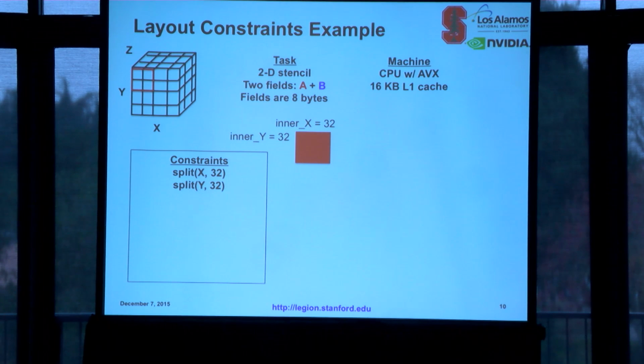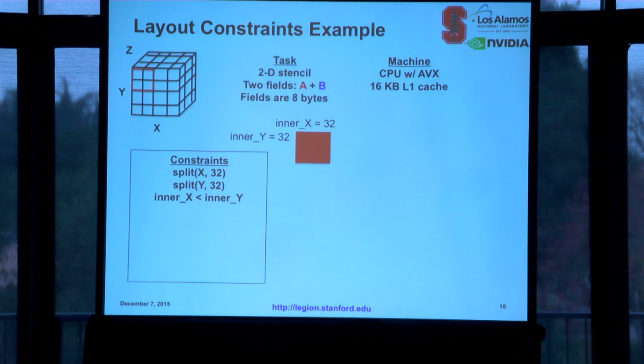And then the next constraint that we'll specify is that this inner x dimension is going to get laid out before the inner y dimension. So it'll be the most rapidly changing dimension. We can walk through x and then walk through y. This is how we're linearizing these dimensions in memory. So this 2D tile will be laid out contiguously in memory.